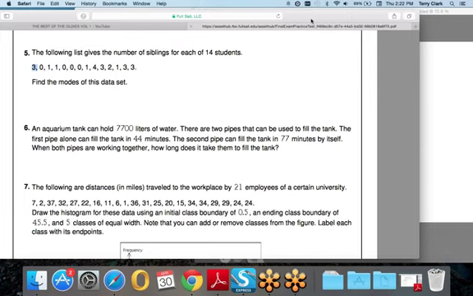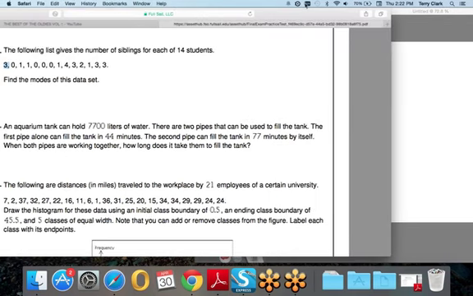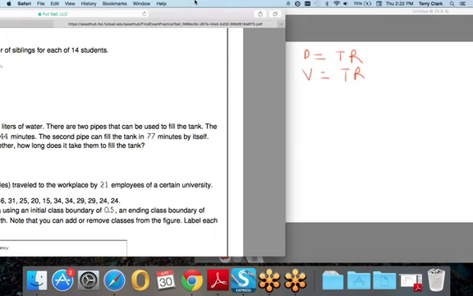Okay, this is sort of like a DTR problem. DTR is distance equals time times the rate, except instead of talking about distance here, we're talking about volume. So it's going to be a VTR problem: the volume equals the time times the rate. That's the way it gets figured out. Well, the first thing we've got to do is figure out the rate of the first pipe and then the rate of the second pipe.